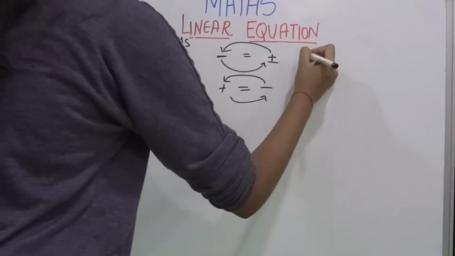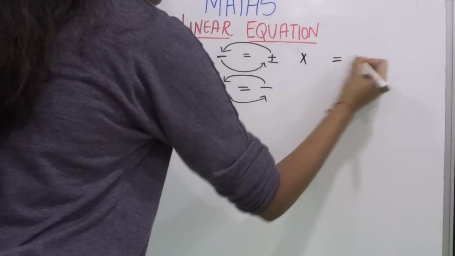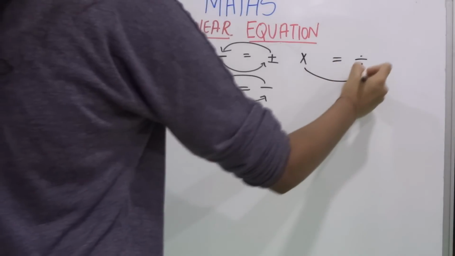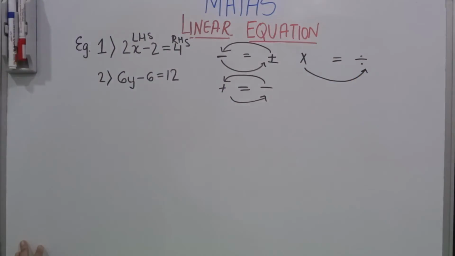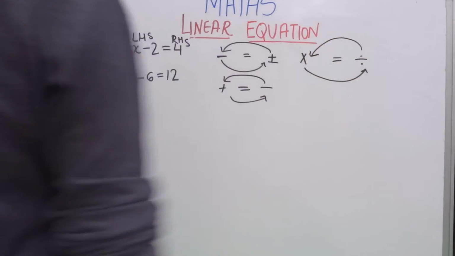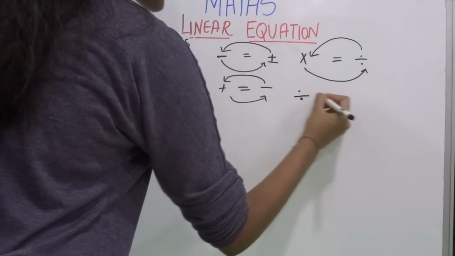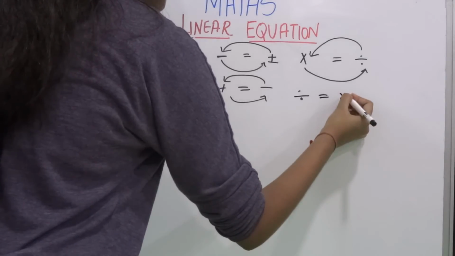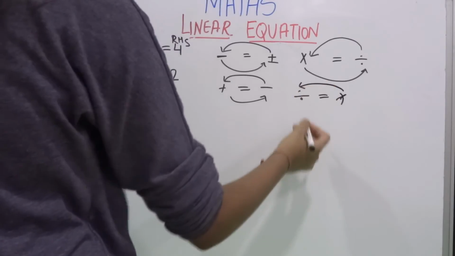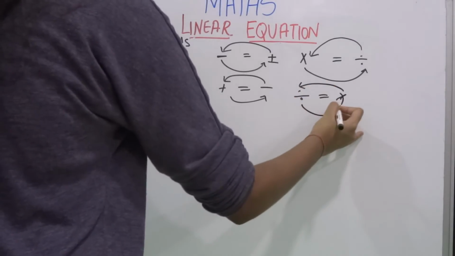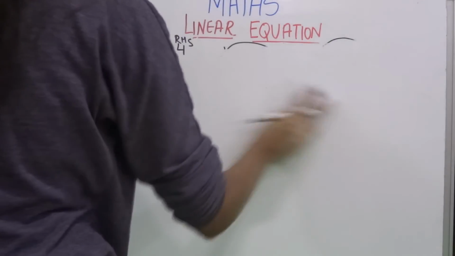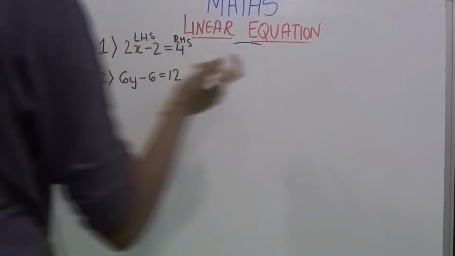Now the same occurs for multiplication and division. If a multiplication sign goes from the left hand side to the right hand side, it becomes division. And if a division sign goes from right to left, it becomes multiplication. The same thing happens if you take it the other way. If a multiplication goes from right to left, it turns to division. And if a division goes from left to right, it turns to multiplication. So now let's see how to solve these equations.